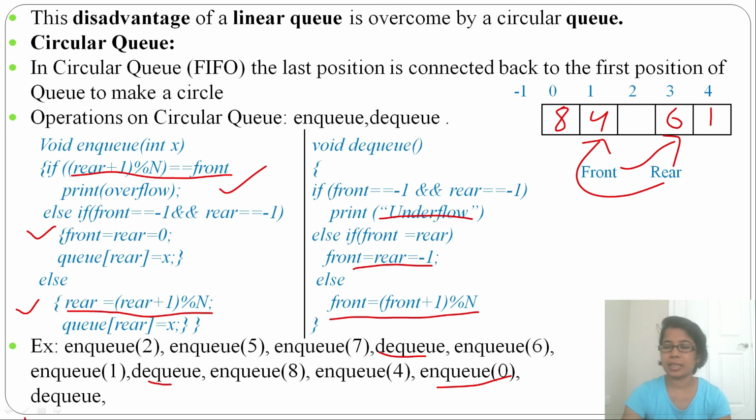So this was the change, and the circular queue is more efficient than the linear queue, and here you are using space efficiently. Okay, so that's all about the queue, and this much is enough for solving the previous year questions. Next we will solve the stack and queue previous year questions. So thank you.